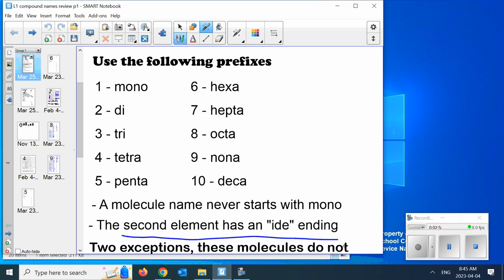The second element has an ide ending. I'm saying carbon dioxide because I know you're aware of CO2. But you don't say carbon dioxygen, you always end with ide, oxide. Kind of just shorten that.